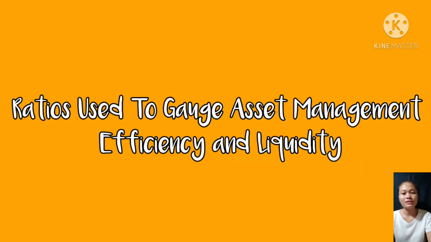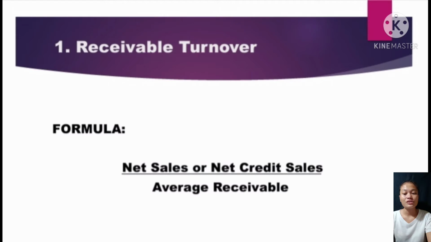Okay, let's proceed to the ratios used to gauge asset management efficiency and liquidity on topic 4. The following are the most common ratios to gauge a firm's ability to efficiently manage their assets and measure liquidity or short-term solvency. Receivable turnover. The formula is net sales or net credit sales divided by average receivable. Receivable turnover signifies the number of times the average receivable are collected during the year. It also measures the firm's efficiency in collecting their receivables.